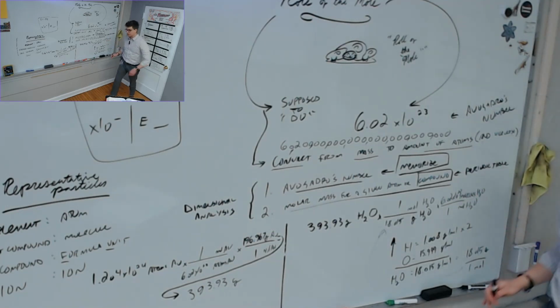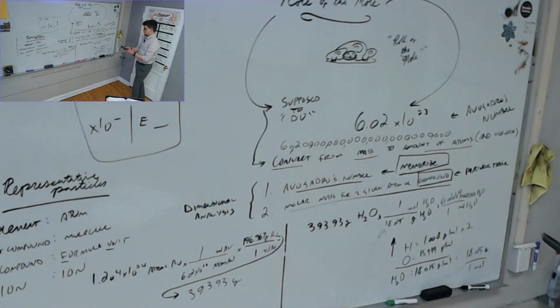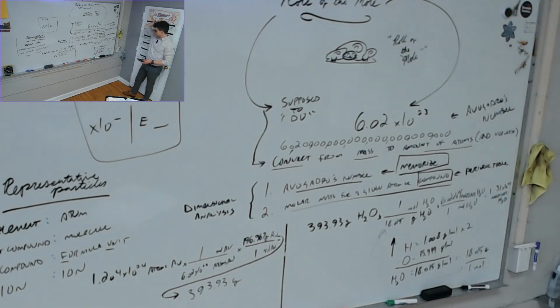Okay, so then in my calculator, I write 393.93 divided by 18.015, enter, times 6.02 E23. And I end up with 1.31 times 10 to the 25th molecules of water. That's 25th.